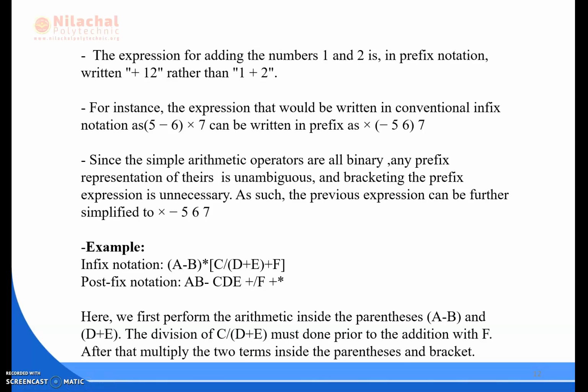So what do we need to write? We need to write AB minus as operand 1, CDE plus division F plus as operand 2, then the operator, that is multiplication. This is how we solve the infix notation and convert it to postfix notation.